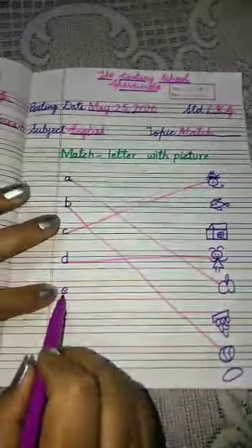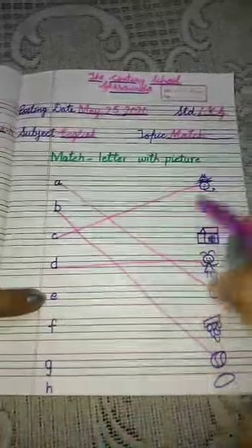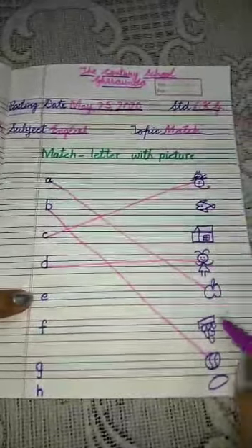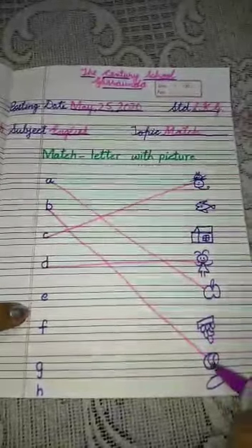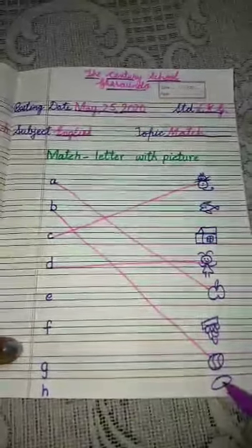This is E. Dear students, find out where is egg. Is it right? No. Is it right? No. Is it right? Yes. Put your pencil on E and match it with egg.